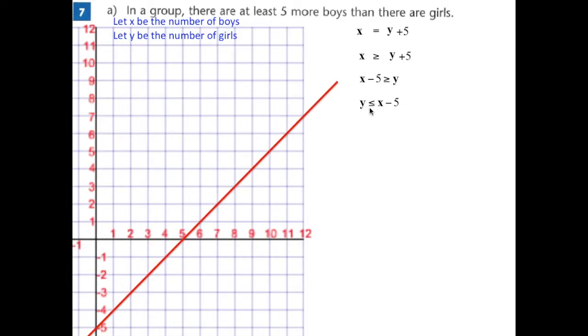Because it is y is less than or equal to x minus 5, less than or equal to means we have a solid line, and less than we're going to be shading below like that. Because y is the number of girls, you can't have less than 0 girls, so that's why we're stopping it at the x-axis. And that's it for question 7a.